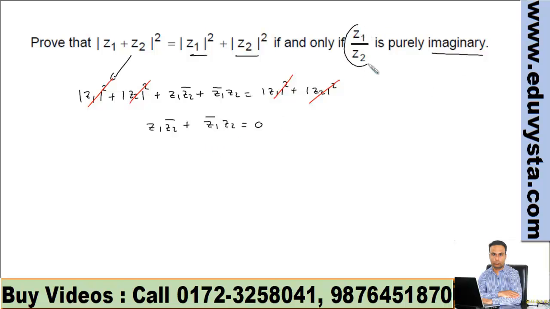Now we have to prove that this is purely imaginary. In fact, when any complex number is purely imaginary, its real part is 0. But here we have conjugates involved.